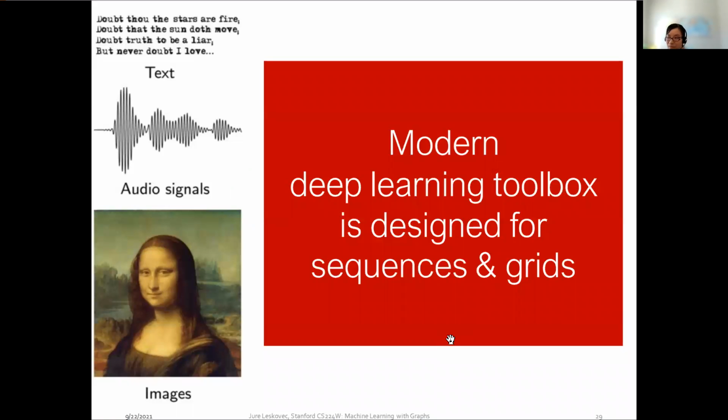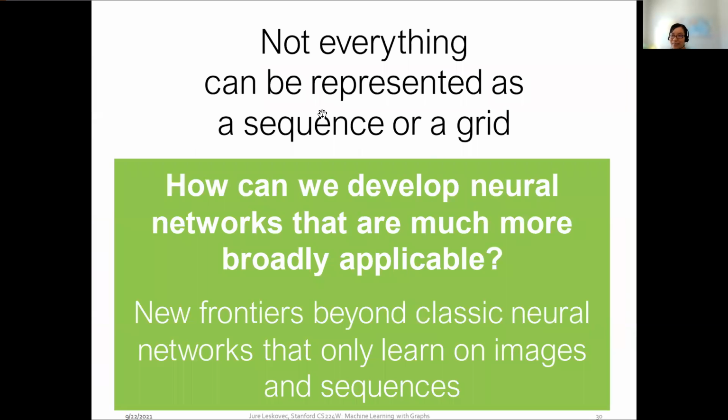So all the previous deep learning models that we have talked about are designed for sequences and grids, right? So to deal with the images, to deal with text or the audio signals. So right now, with all these applications that I've shown earlier, not everything can be represented as a sequence or a grid, right? And it's very hard to tell what exactly the structure of that graph is, right? It's not a sequence or grid.